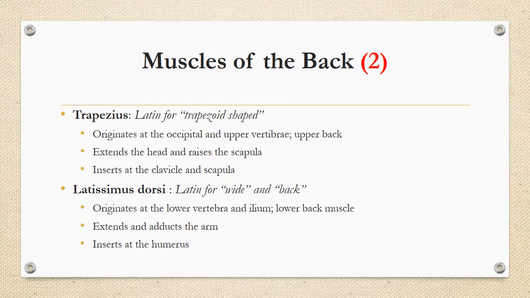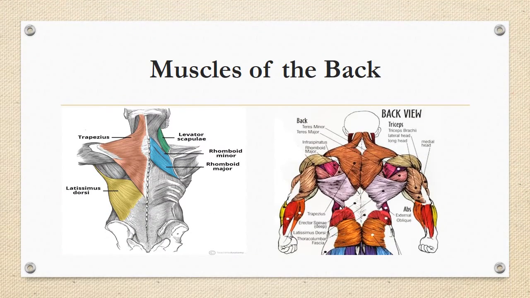The muscles of the back, there are two of them. Your trapezius, and it's Latin for trapezoid shape. It inserts at the clavicle and scapula, and it's basically your upper back. So if you're lifting weights and you want a straight back, you'll know that this part is in your upper back. Your latissimus dorsi is Latin for wide back, and it extends and adducts the arm. It inserts at the humerus, and it's your lower back muscle. See, your lower back muscle and your upper back.